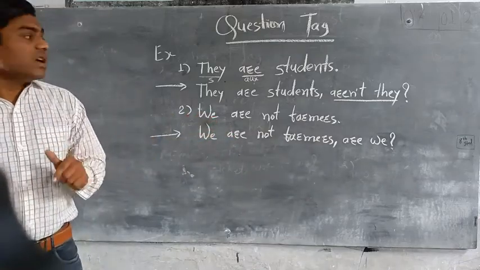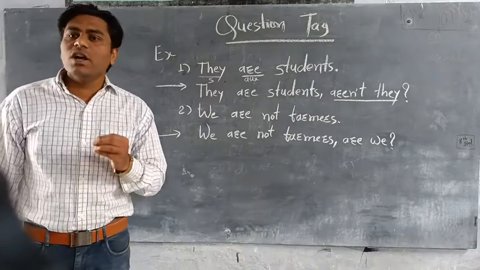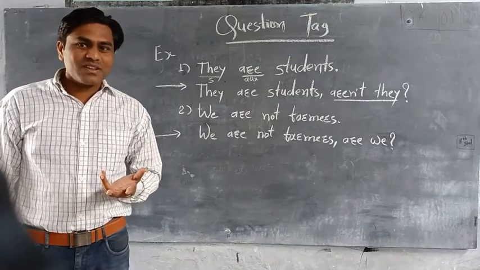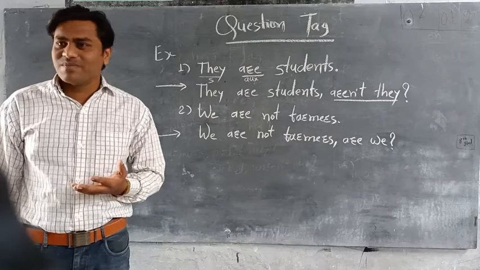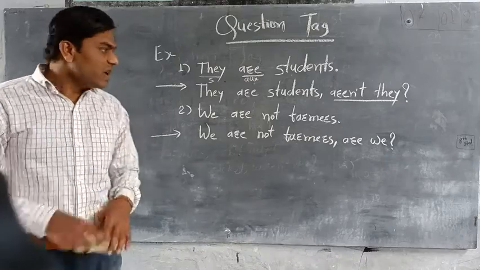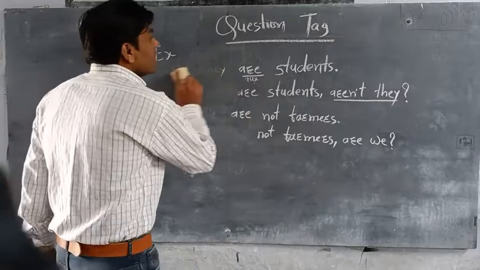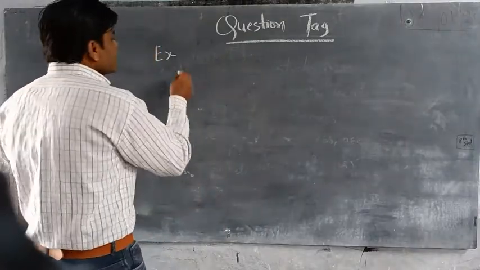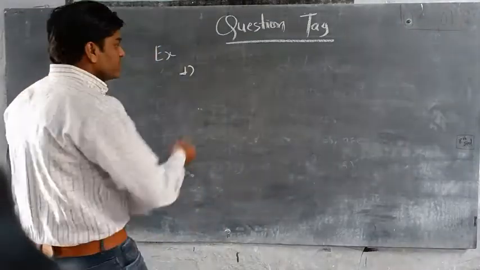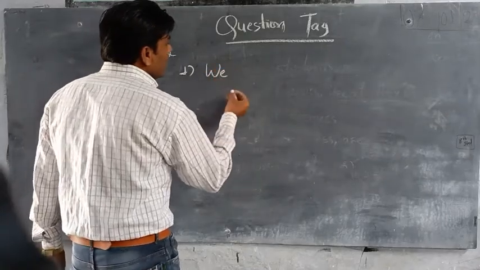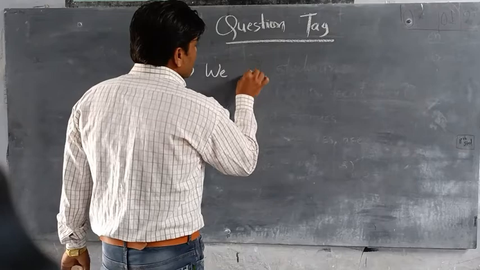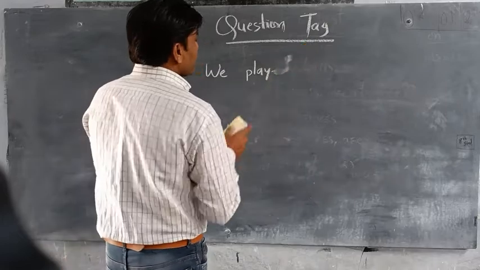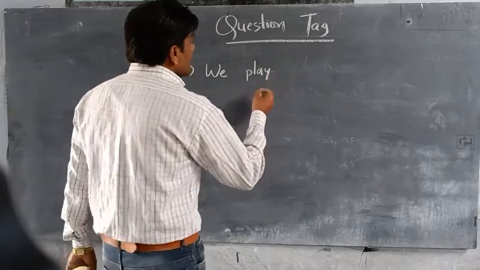Let's see when the auxiliary verb is not present in a sentence. Then what can we use? Suppose there is not an auxiliary verb in a sentence. Let's see how we can make the question tag when we do not see the auxiliary form in a sentence. The first example is there. You please write. We play cricket.